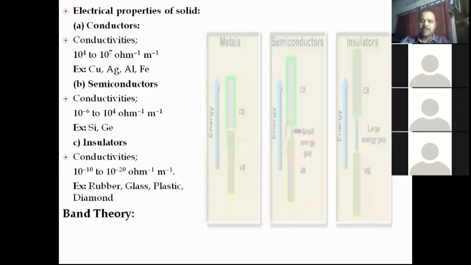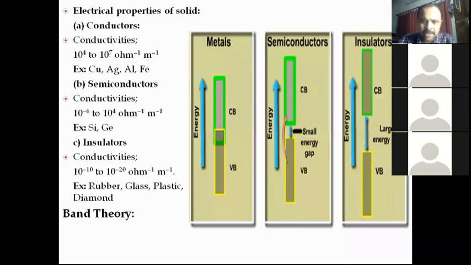This diagram beautifully depicts the entire properties. VB is the valence band, CB the conduction band. In the case of metals, that is conductors, there is no energy gap at all because the conduction band overlaps with the valence band. So electrons can easily transfer from valence band to conduction band. The ease of electron transfer decides conductor, insulator, and so on. A conductor conducts electric current easily because the bands overlap.